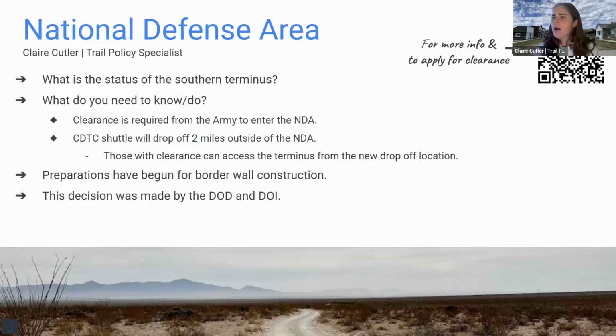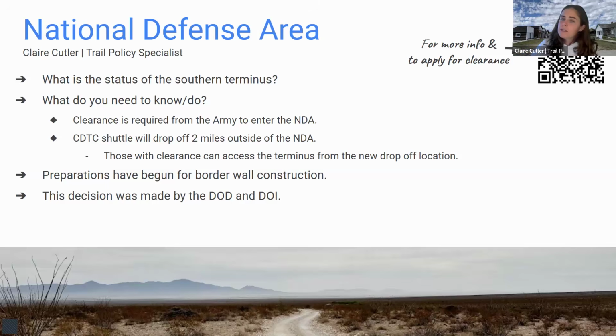I also want to make a note on construction of a border wall near the southern terminus of the CDT. So preparations have begun to construct a wall along the US border in the boot heel of New Mexico, directly adjacent to the southern terminus of the CDT. The road to access the terminus has been graded, and a contract has been issued for construction of the wall. We know that there may also be potential changes to the location or the status of the southern terminus monument, the obelisk, that folks often see in photos at the southern terminus of the CDT.